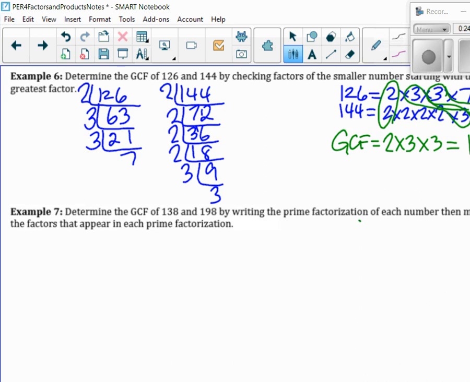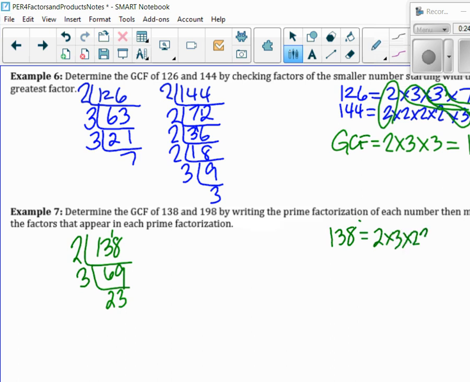GCF of 138 and 198, write the prime factorization. Okay, so 138, it's even, so 2. 69, not even anymore. What goes into it? 3. So 23. Was 23 prime? Yes. So we're done. So I'm going to write over here 138 is 2 times 3 times 23.